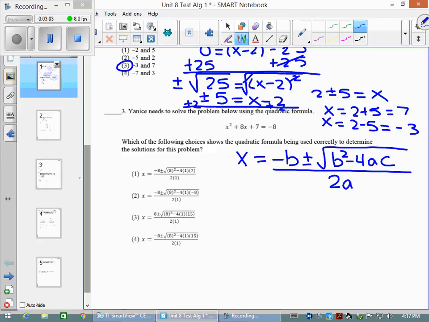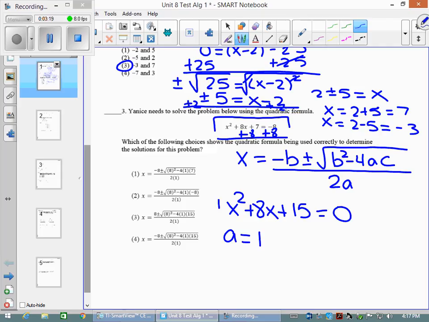I need to now look at my quadratic, and I need to make sure it's in standard form, which right now it's not. So I'm going to rewrite it as x squared plus 8x plus 15 is equal to 0. Now I can identify that my a value is 1, that's my leading coefficient. My b value is 8. My c value is 15.